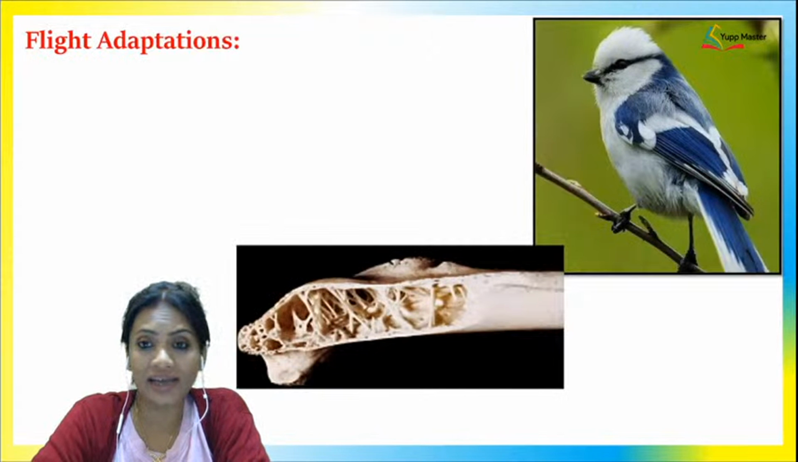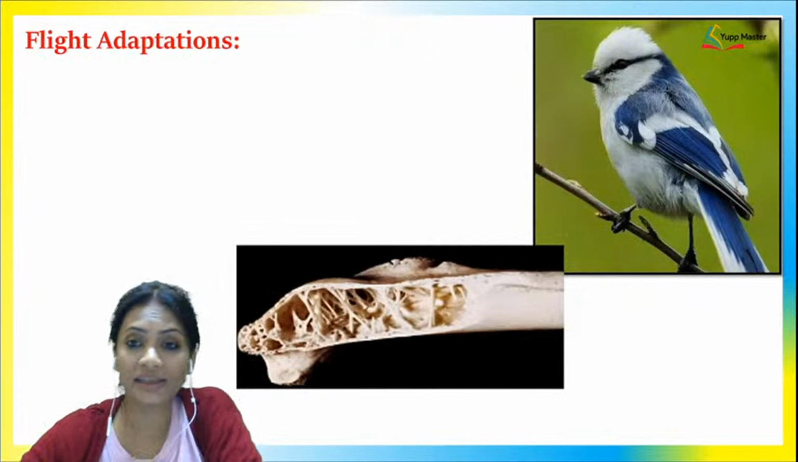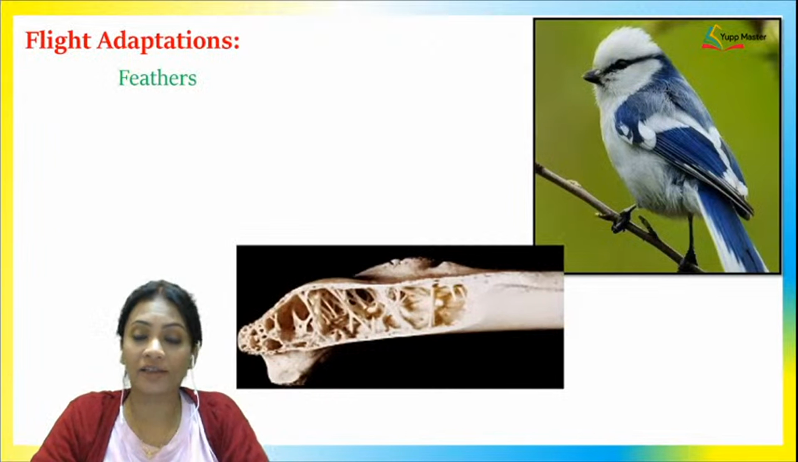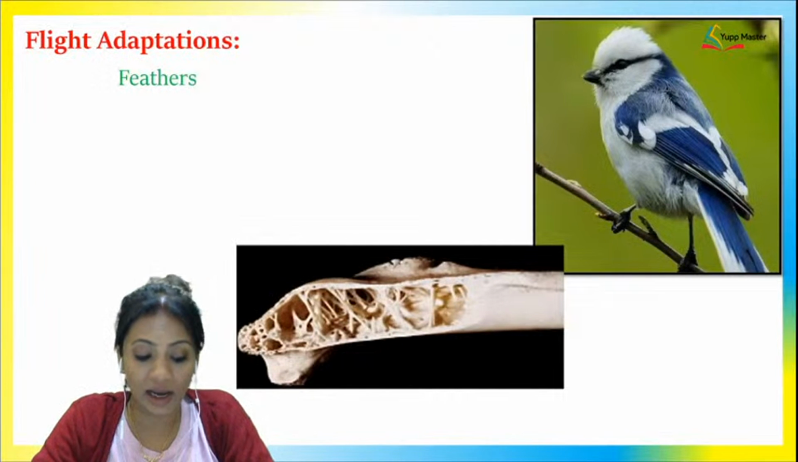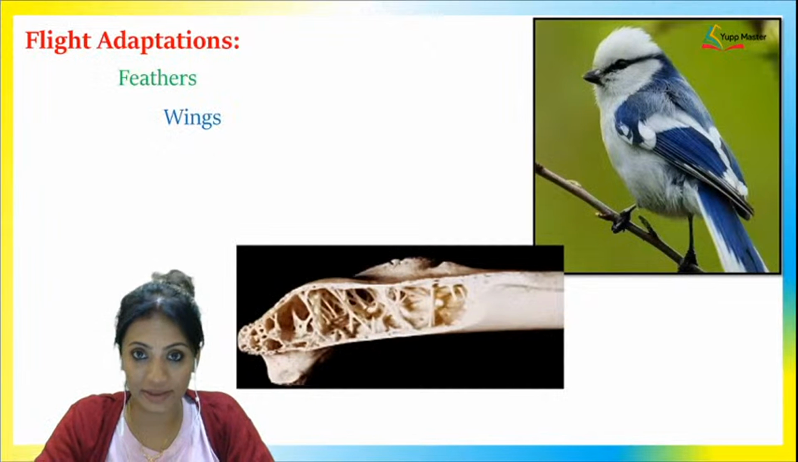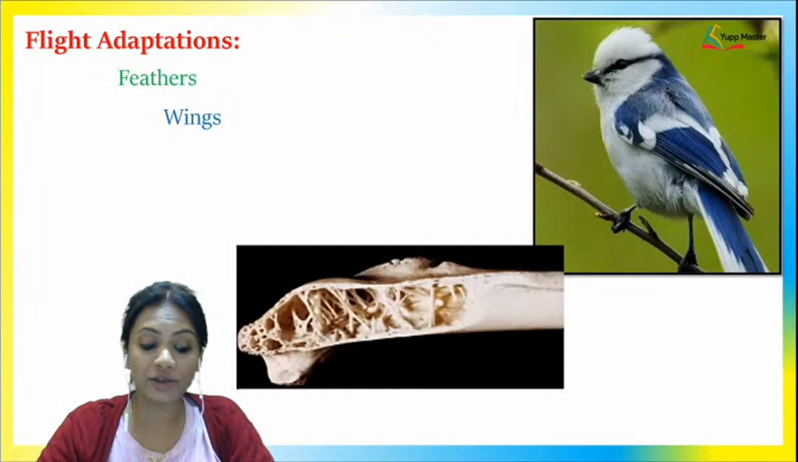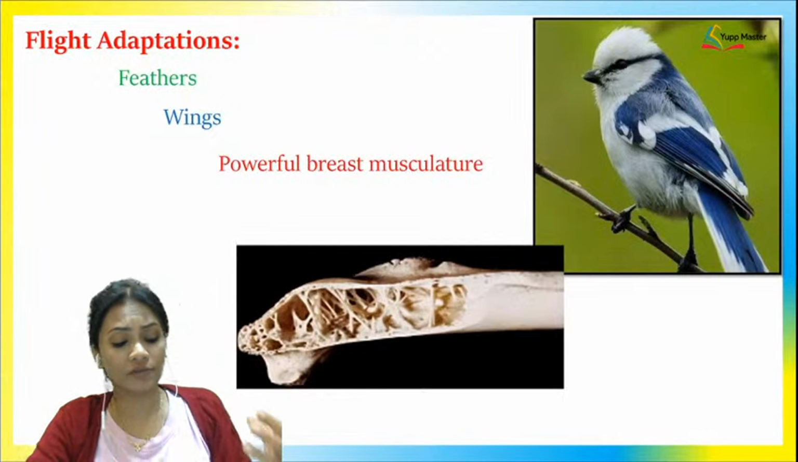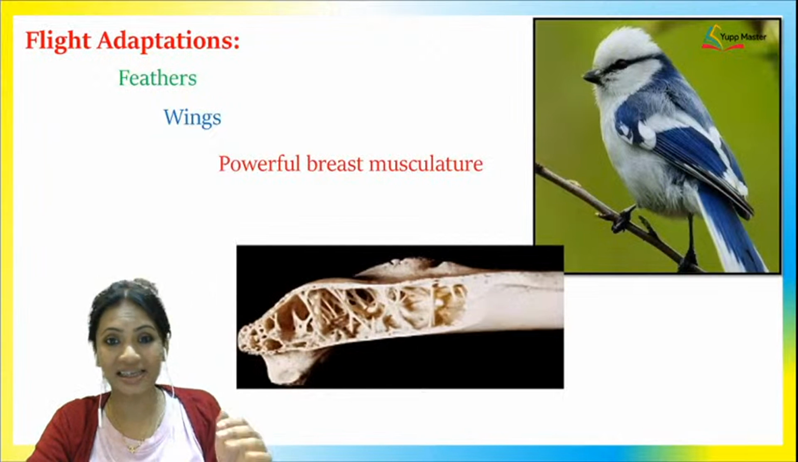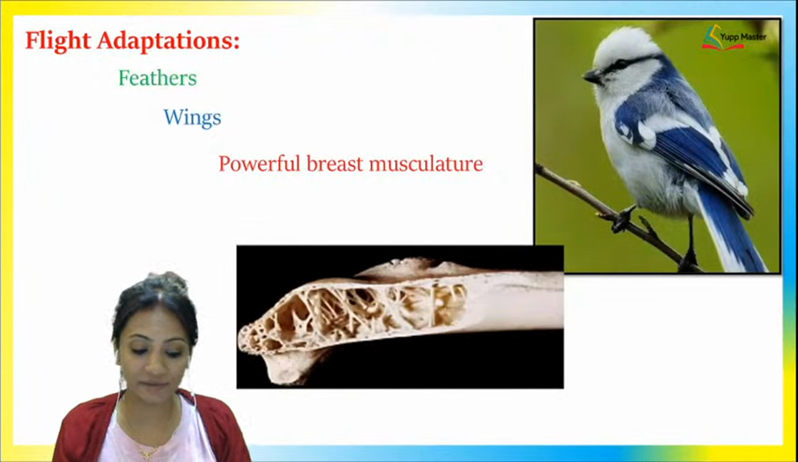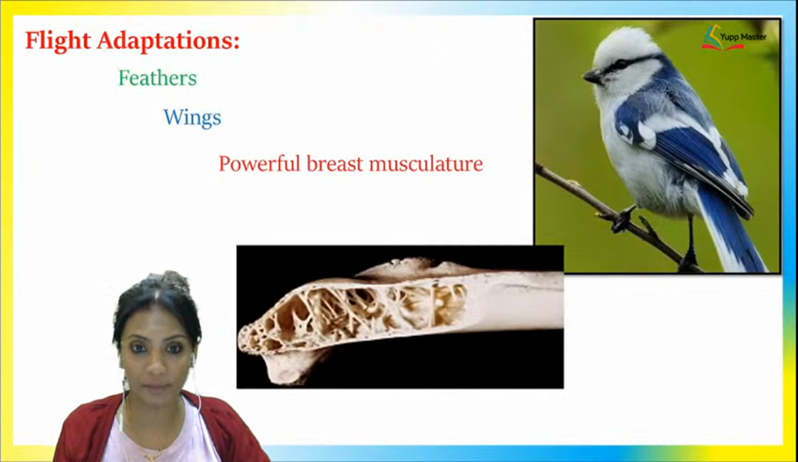What exactly are the adaptations that they have? Flight adaptations of birds. First of all, they have feathers. Rather, we can say that their forelimbs are modified into feathers. Also, they have wings present. Wings are there for their flight to happen. Also, we see that they have very powerful breast musculature. Because of their flying mode, because they need to be flying, their whole pectoral region, their whole chest region, has extremely powerful muscles.